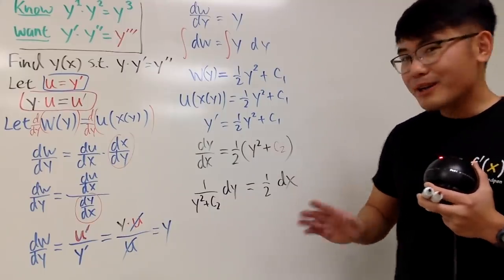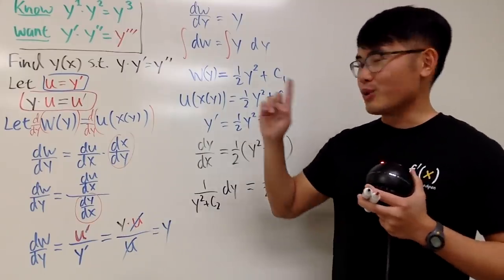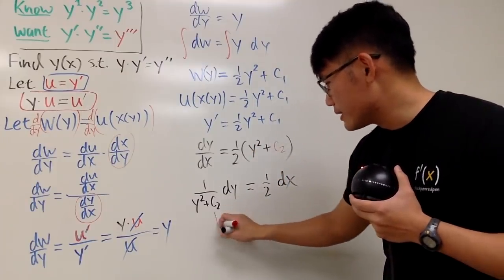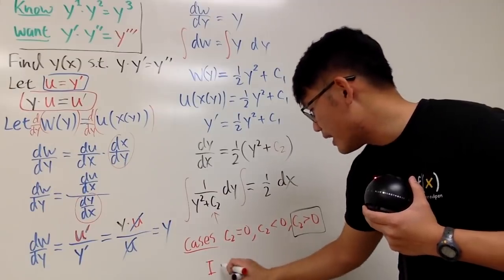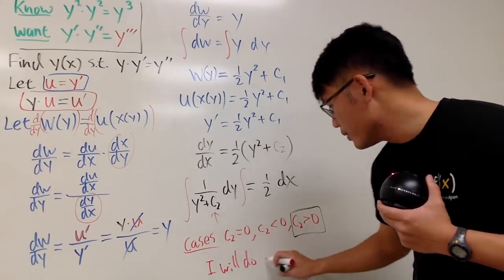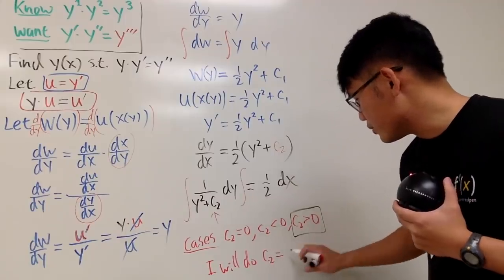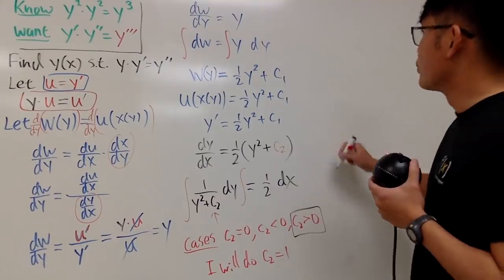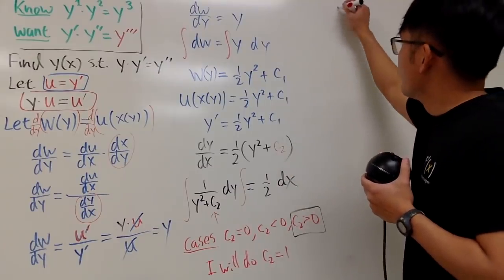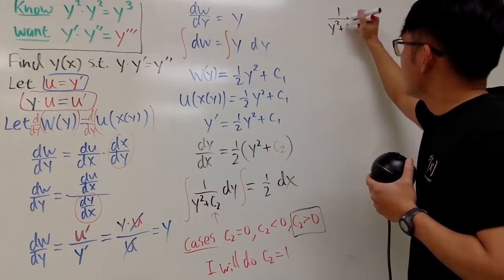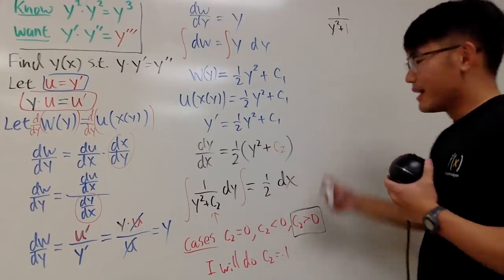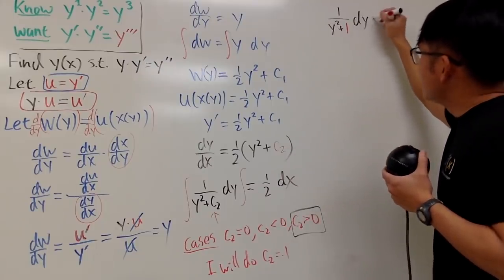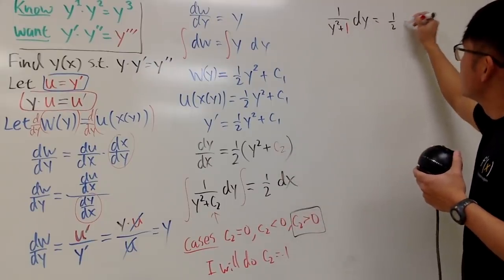Well, I'm not going to show you guys all 3 cases because I just want to find a function for you guys. So I will just make a note right here for you guys. I will do when c2 is greater than 0, and I'll pick c2 is equal to 1. So I will continue right here. And we have 1 over y squared plus 1, all right? Okay, we're almost done, trust me. And then we have the dy, and that's equal to 1/2 dx.